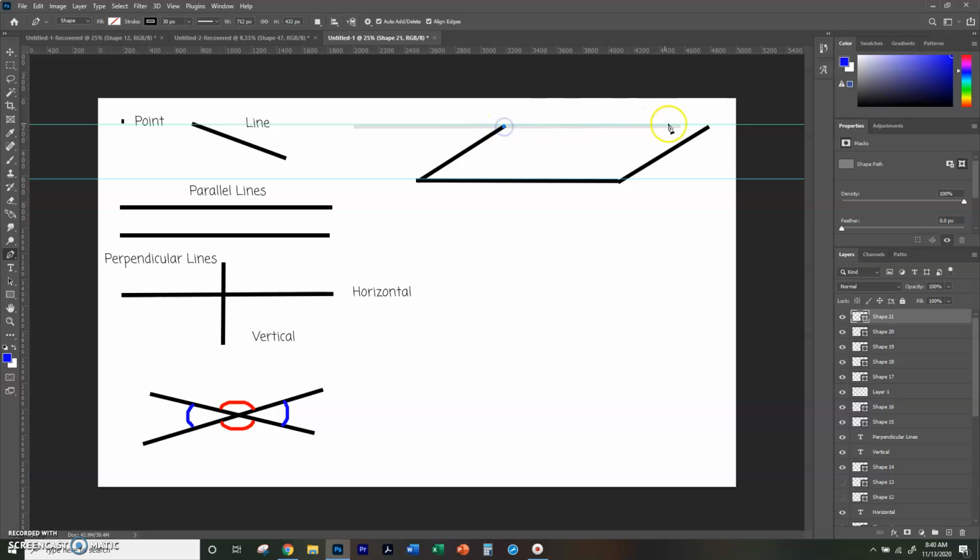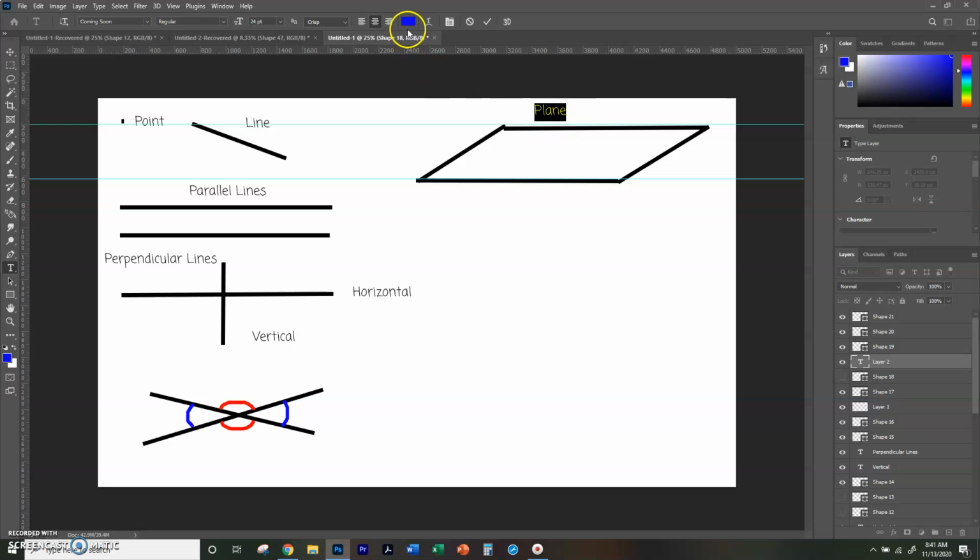And when you connect these two points together here, you'll see that it creates something called a plane. Let me get rid of my guideline. You can go back in and erase this guideline now. And this is called a plane.